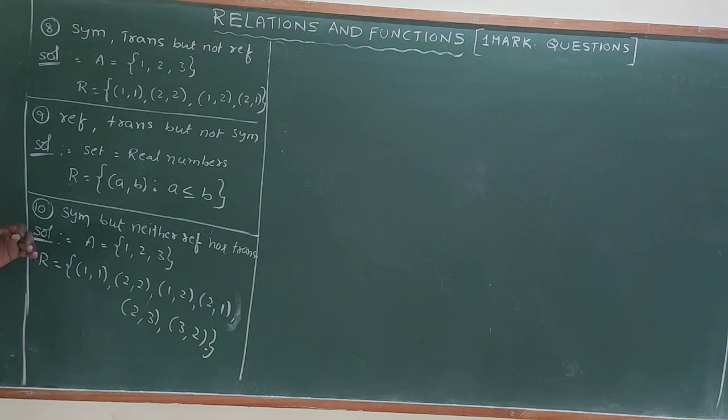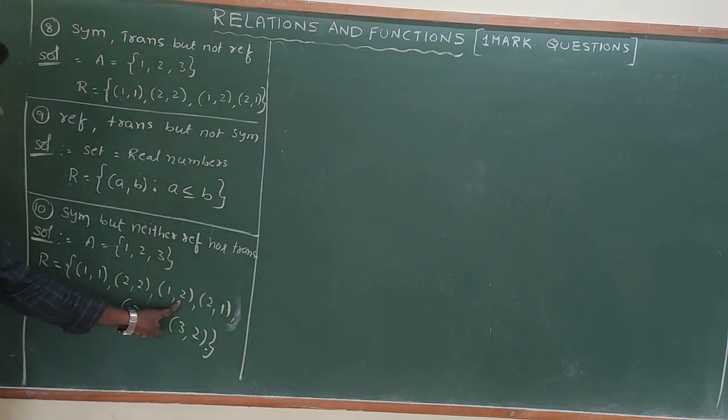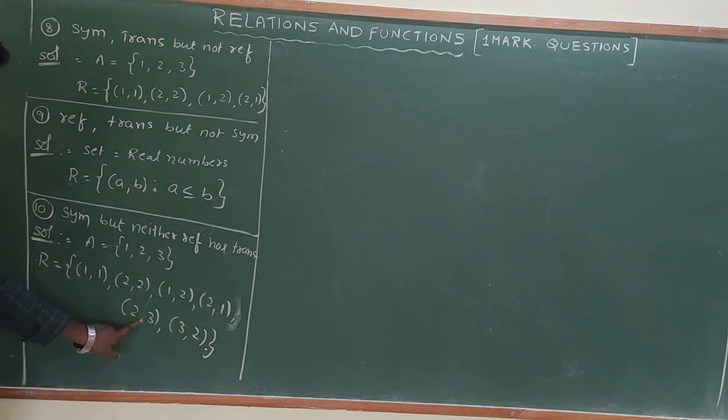Is it reflexive or not? If you take 1, (1,1) is there. If you take 2, (2,2) is there. But if you take 3, (3,3) is not there in this relation. So it is not reflexive. Is it symmetric or not? If you take the pair (1,2), the reverse is (2,1). If you take (2,3), the reverse is (3,2). It is symmetric. Next we will discuss whether it is transitive or not.